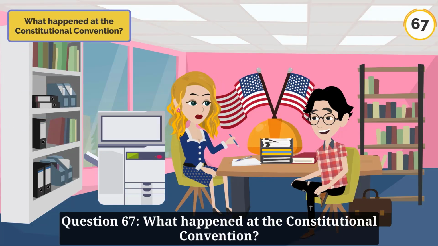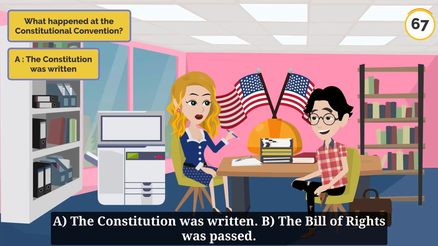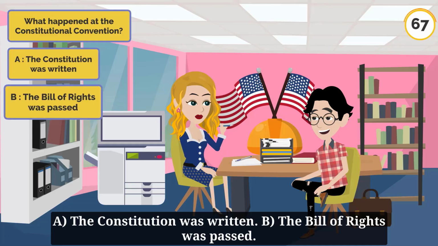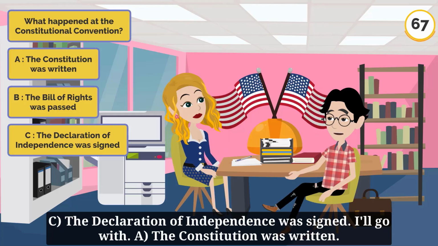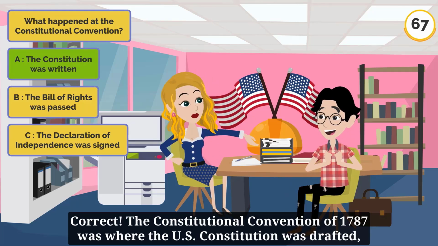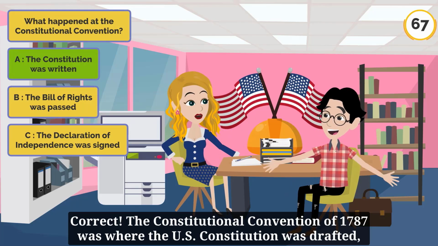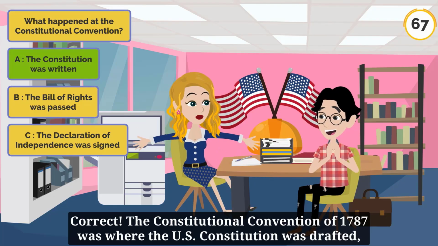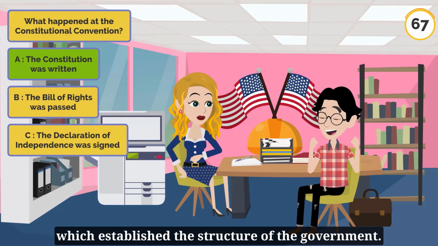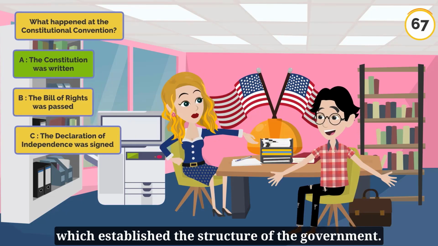Question 67. What happened at the Constitutional Convention? A. The Constitution was written. B. The Bill of Rights was passed. C. The Declaration of Independence was signed. I'll go with A. The Constitution was written. Correct. The Constitutional Convention of 1787 was where the U.S. Constitution was drafted, which established the structure of the government.